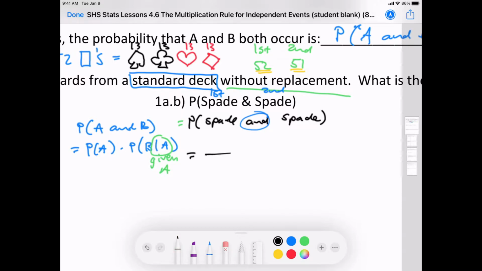So how many cards are in the deck in the first one? There are 52. And how many spades are there? Well, there are 13 spades. And we're going to be multiplying these. But now, the influence given A, what A has already happened. You had 52 cards, now you only have 51. Assume that you picked a spade in the first one. How many spades are there now? Not 13. There are minus 1, so there's 12.